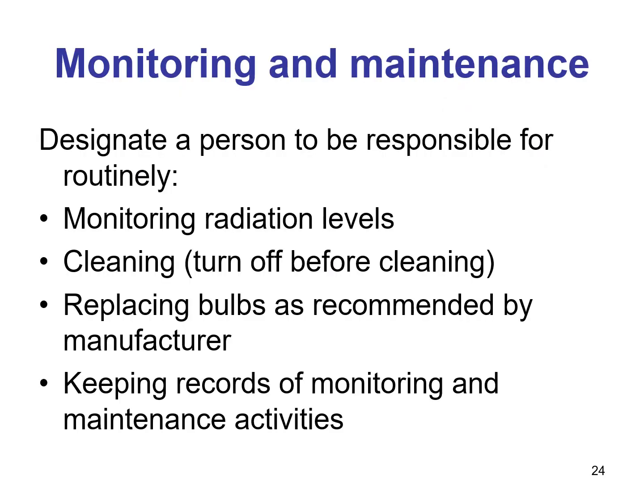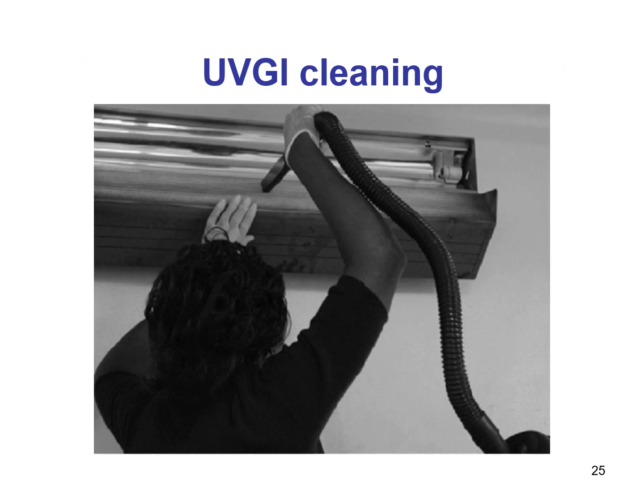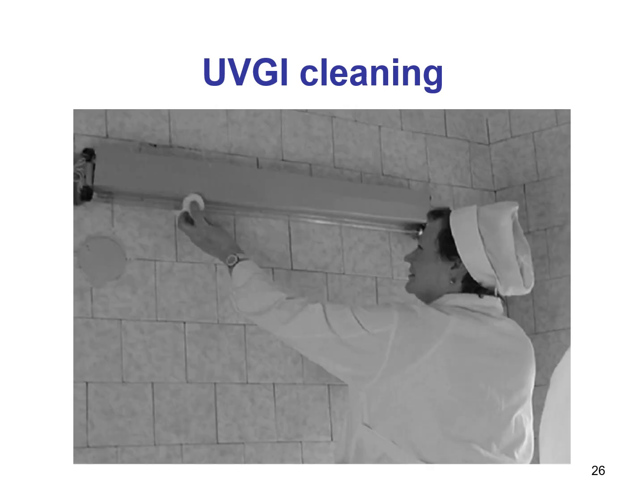Monitoring and maintenance is essential. Designate a person to be responsible for routinely monitoring irradiation levels, cleaning, replacing the bulbs as recommended by manufacturers, and keeping records of monitoring and maintenance activities. Cleaning is very important to ensure that the device works as planned. Blue light attracts bugs and dust, so it needs to be cleaned regularly. If cleaned, the germicidal efficacy improves. UV bulbs can be cleaned with a cloth damp with a commercial alcohol-based cleaner.